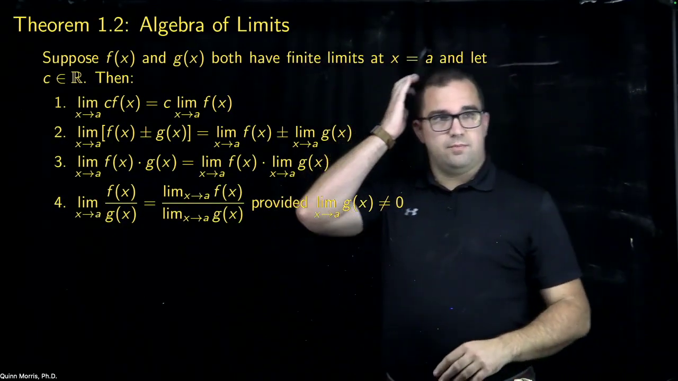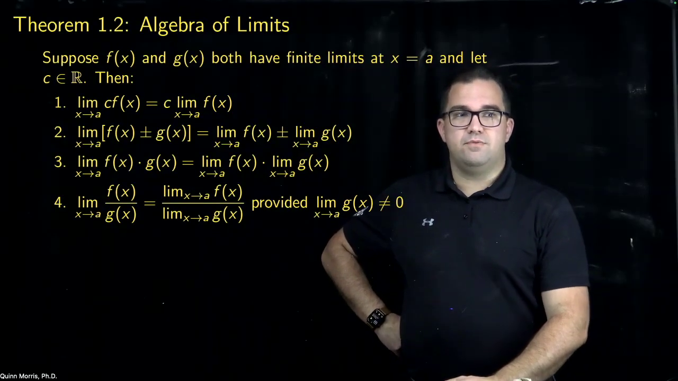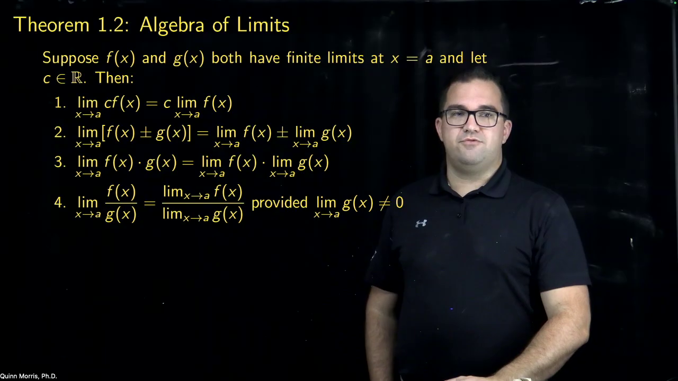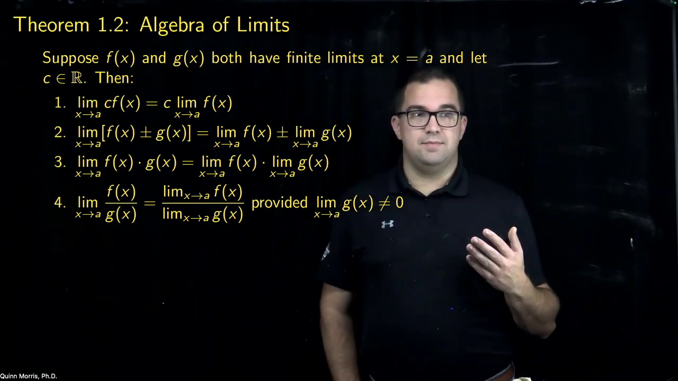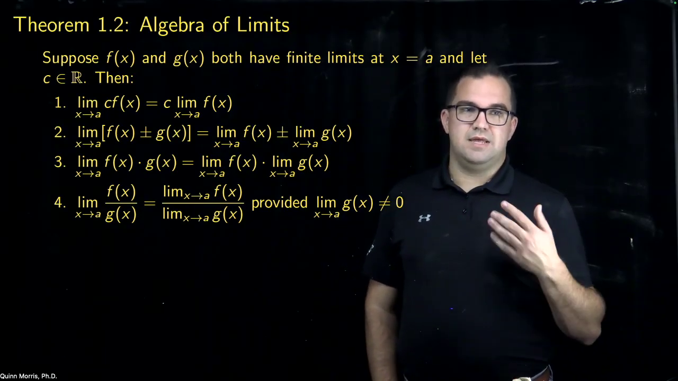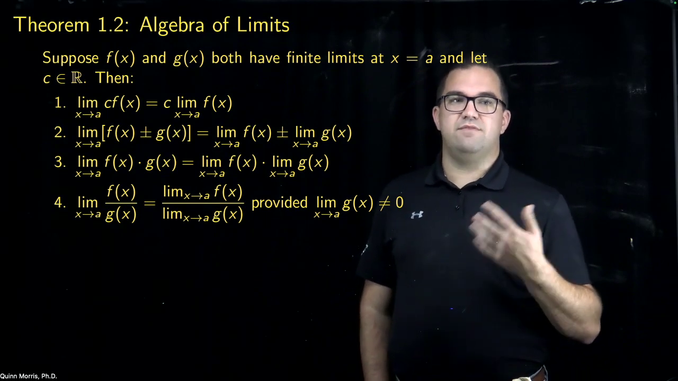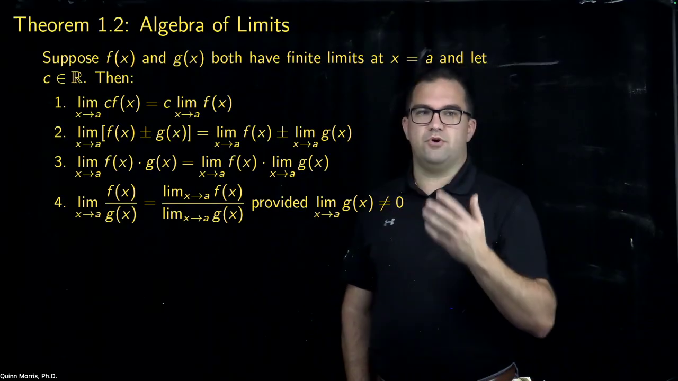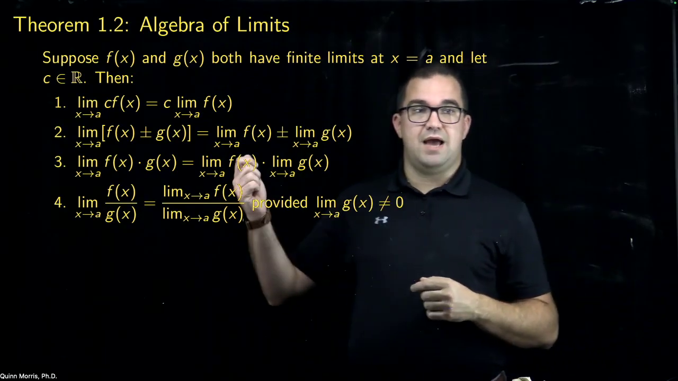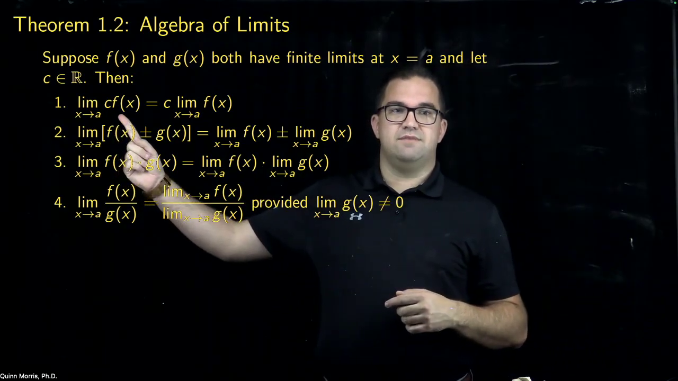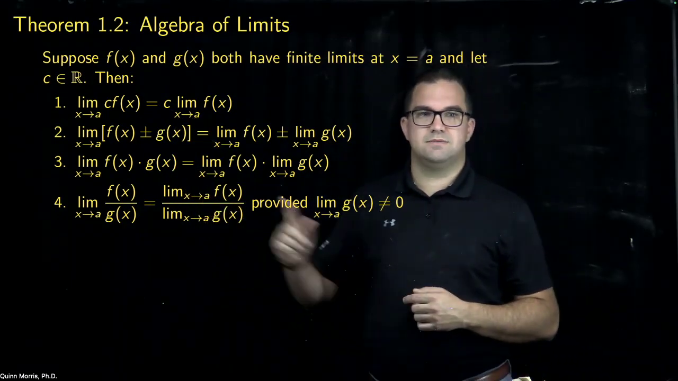Now, quickly, I'll just remind you, and these all follow, and we'll prove some of them, from that definition of a limit. If you have two functions f and g, and both of them have finite limits as x approaches a, that is to say, the limit as x approaches a of f of x exists, and the limit as x approaches a of g of x exists, and you have some real number c, then you can do all this nice algebra. This first one says I can pull a constant out of a limit. So the limit as x approaches a of c times f is the same as c times the limit as x approaches a of f of x.